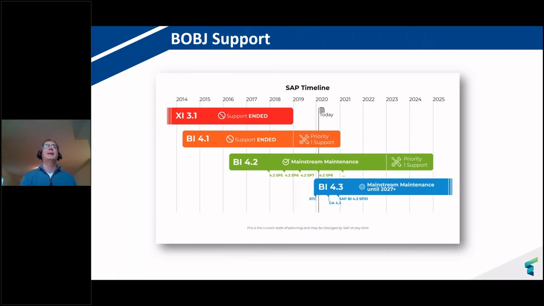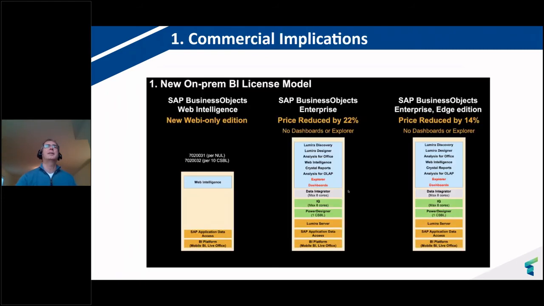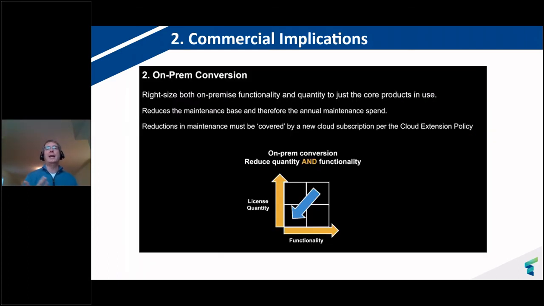SAP has a new license that allows you to downsize your Business Objects platform to just keep Webby, if that's what you want. As you've seen, Explorer and Dashboard support go away, and they've reduced the cost of these two on the right. But they've also introduced this new license that says, hey, you just want to keep your Webby alive? Great, do that. Reduce your maintenance base for Business Objects and take some of that savings and leverage it to invest more in SAC. So you can reduce both the license quantity and the functionality.